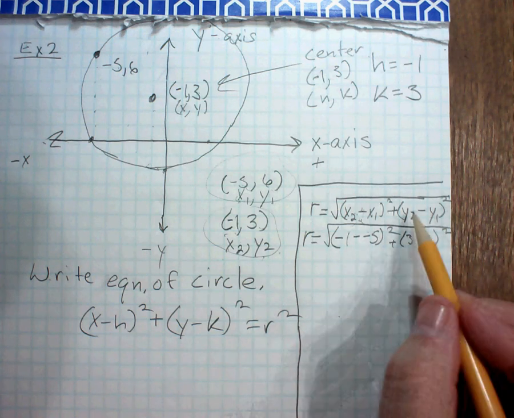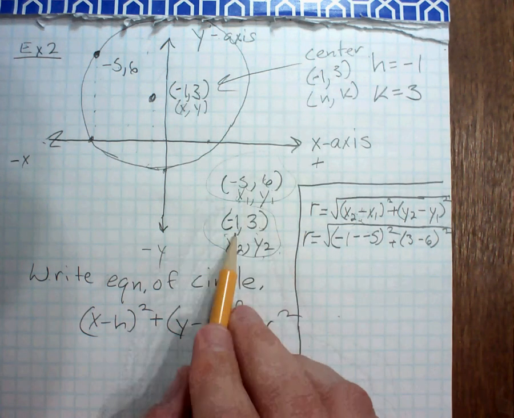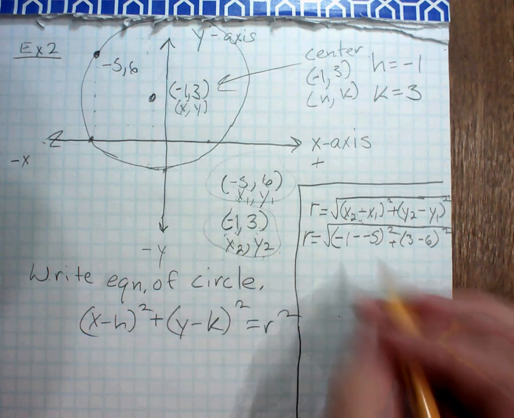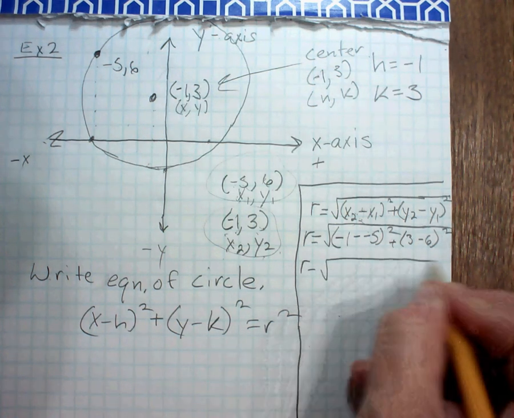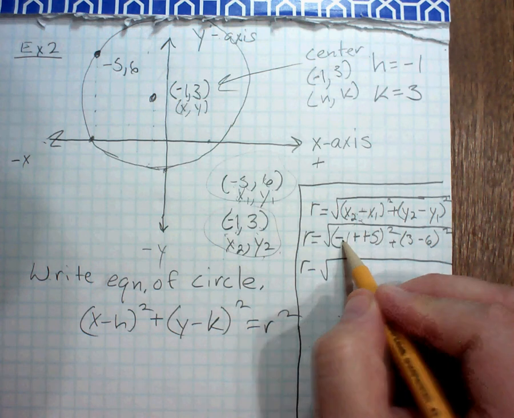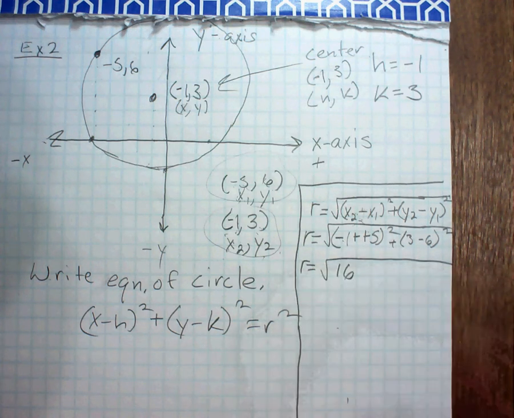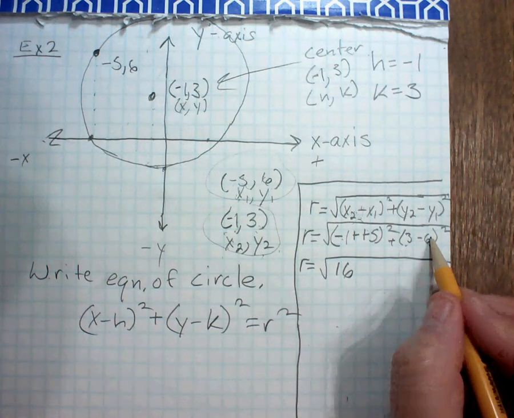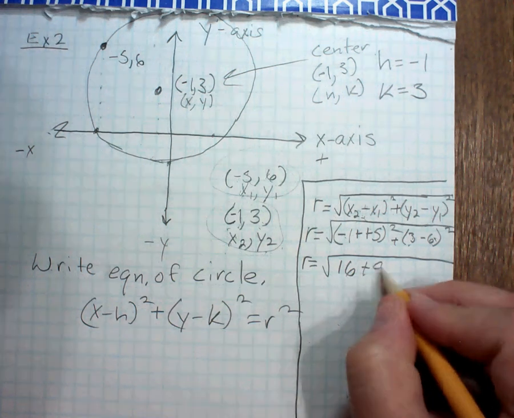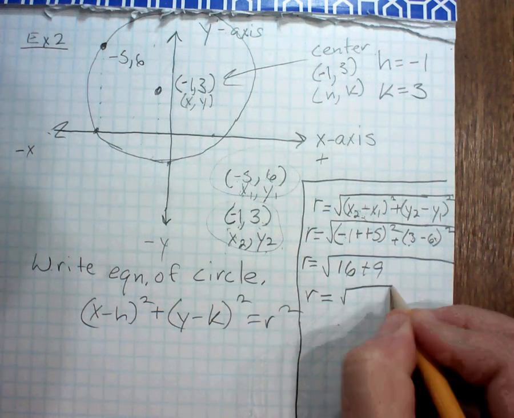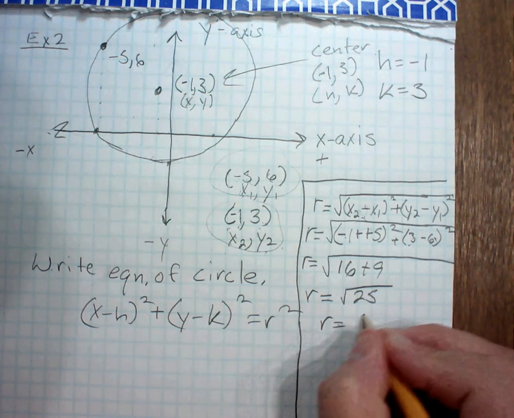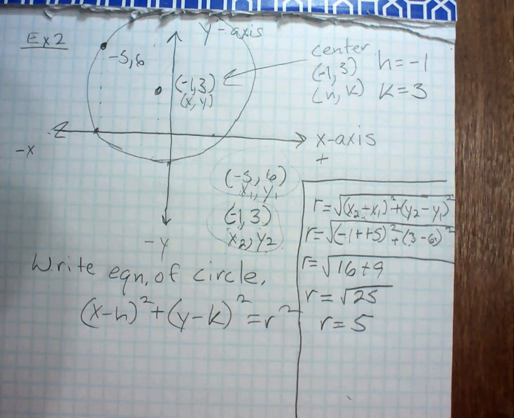So I'm just taking this formula. This is y2 minus this. This is x2 minus this. All right? x2 minus x1. Then I'm going to do the math on the inside. It's a little messy, but not really. Negative 1 plus 5 is a positive 4. A positive 4 squared is 16. And then this becomes negative 3, right? 3 minus 6 is negative 3. Negative 3 squared is a positive 9. So I get that r is equal to the square root of 16 plus 9, which is 25, or r is just 5, because 5 times 5 equals 25.